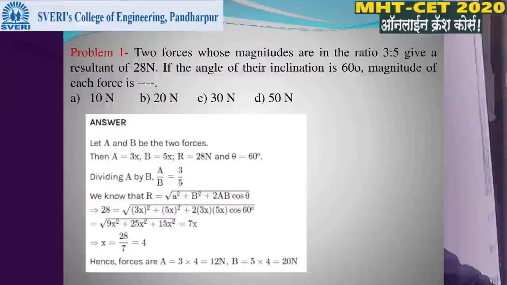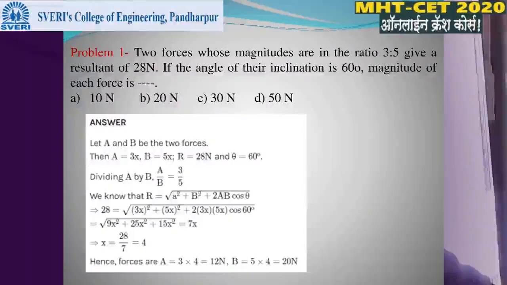दोन फोर्सेस दिलेले आहेत आणि त्यांच्या मॅग्निट्यूडचा रेशो आहे 3:5 आणि त्यांचा जो रिझल्टंट फोर्स आहे तो 28 न्यूटन आलेला आहे, आणि ते जे दोन वेक्टर्स दिलेले आहेत त्यांच्यामधला जो इन्क्लिनेशन अँगल आहे तो आहे 60 डिग्री. तर मग प्रत्येक फोर्सचा मॅग्निट्यूड किती असेल?